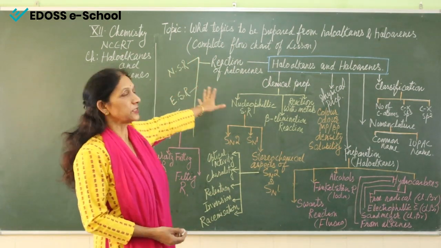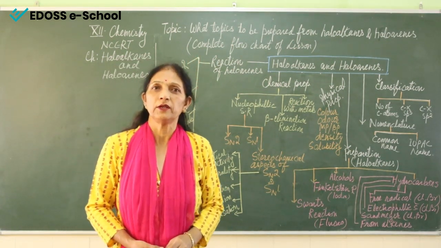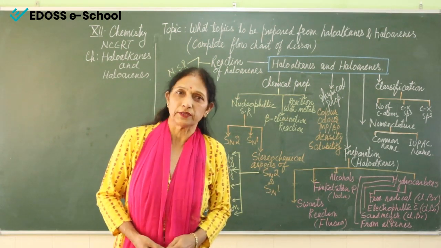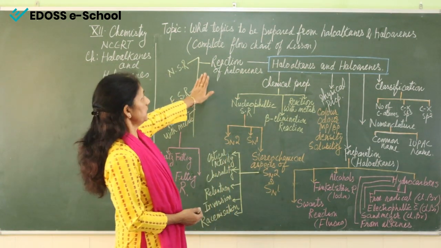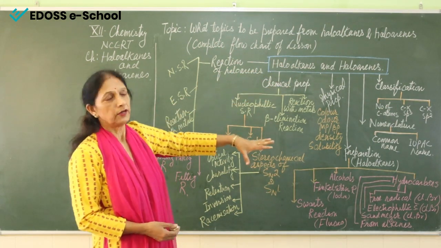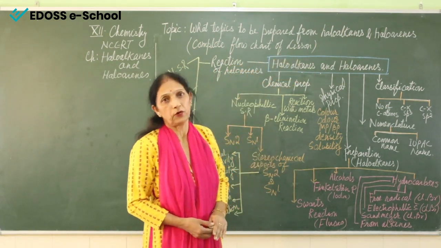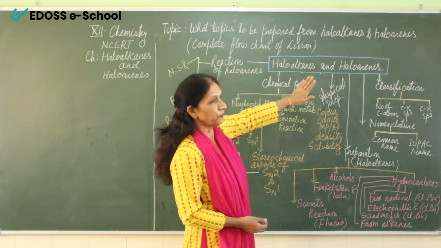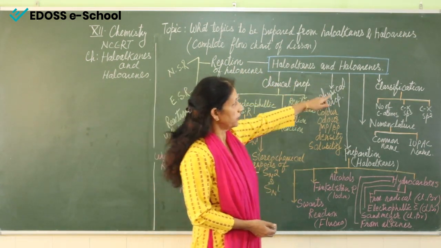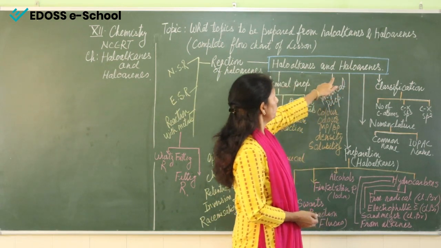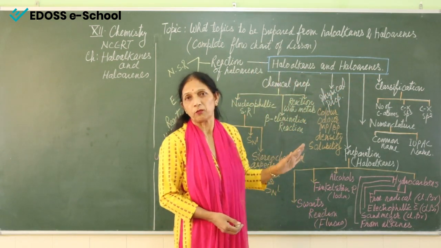So today we will discuss the complete flow chart of the lesson, meaning how you have to prepare this lesson. You can see here, this is the flow chart I have drawn, and this is the chapter's name, haloalkanes and haloarenes, and these are the topics. The whole chapter can be divided into 1, 2, 3, 4, 5 and 6 topics.